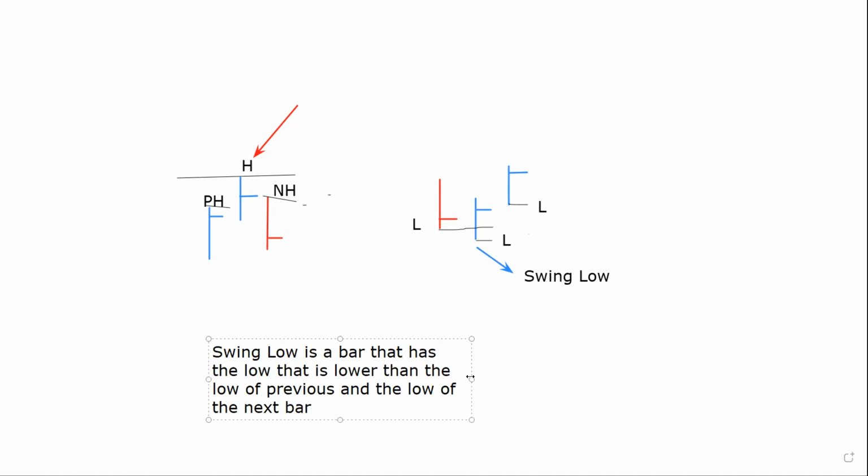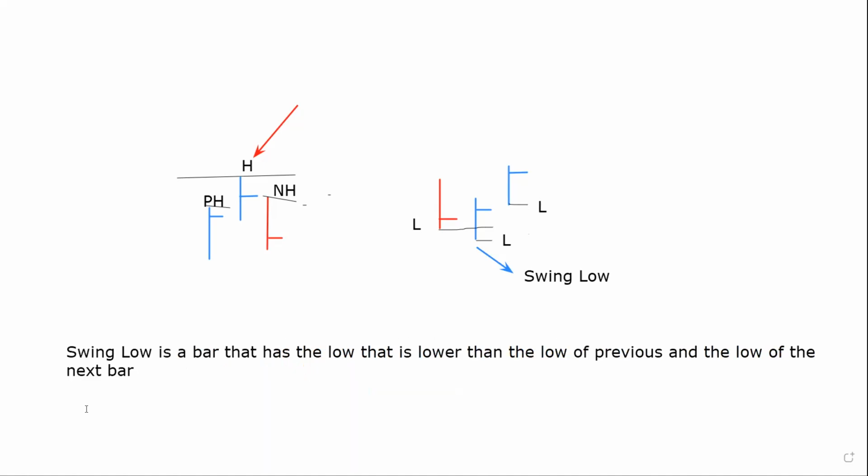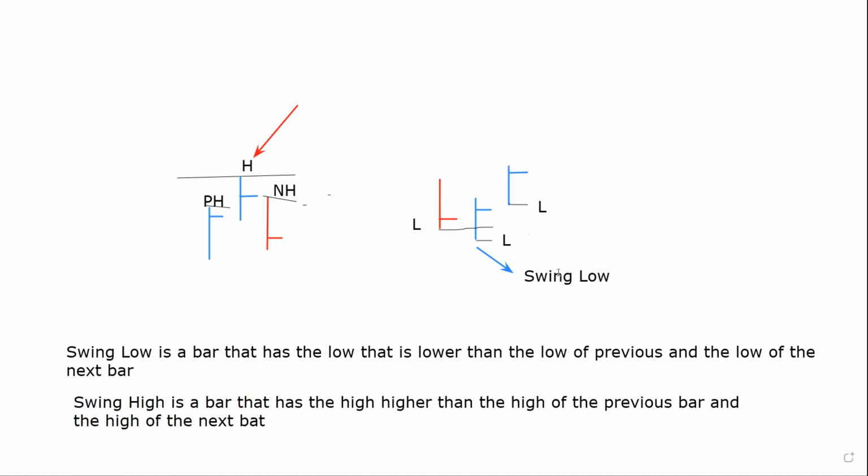Understand? Any questions so far? Not yet. Okay. Similarly, a swing high is a bar that has a high higher than the high of the previous bar and the high of the next bar. This one, swing high, swing low. Okay.